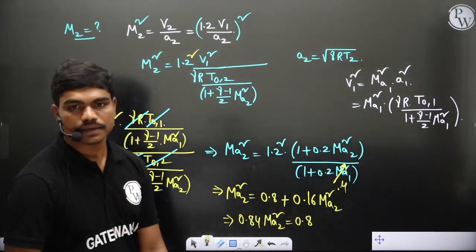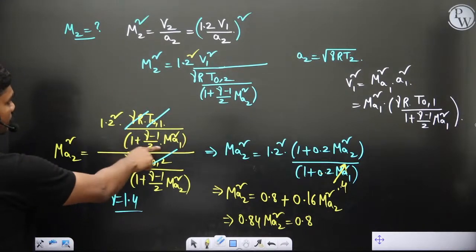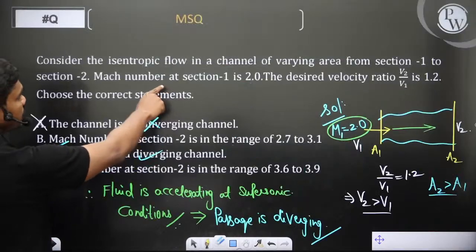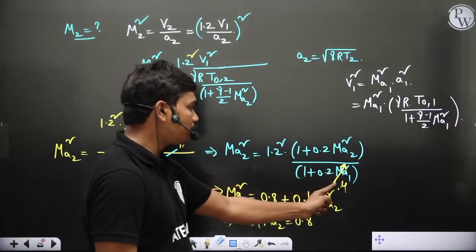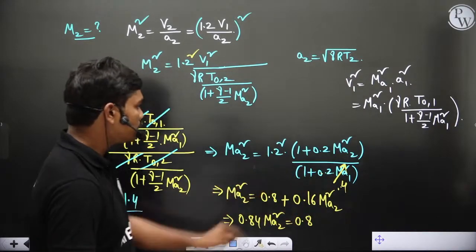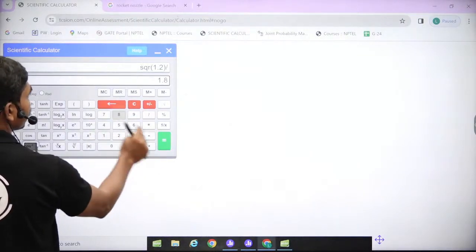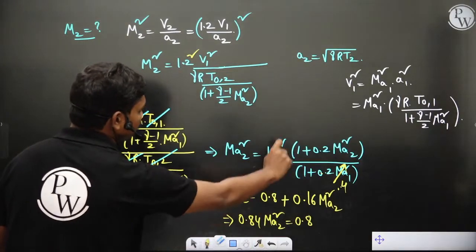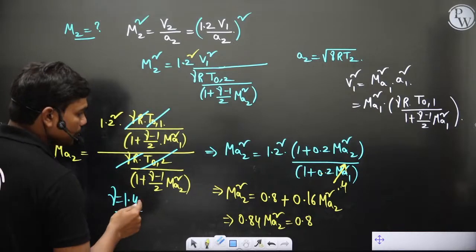Is that what you're getting? Just simplify these equations. You can see 1.2 square divided with, Mach 1 is actually how much? What is the Mach number initially? The initial Mach number is 2. So if the initial Mach number is 2, this is 0.4. This is 0.2 into 4, which is 0.8, plus 1.8. So 1.2 whole square by 1.8. So this is 0.8 on the right-hand side, plus 0.2 into 0.8, which is 0.84.